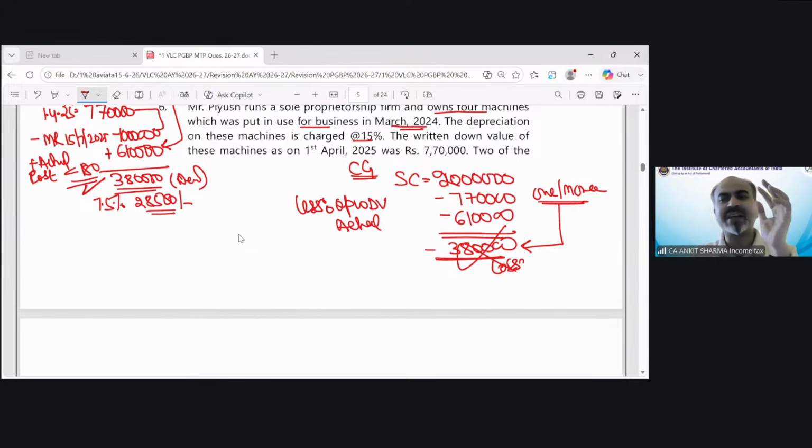In short, we can say, in case of a depreciable asset, if the block does not cease to exist, if the block remains, then only there could be short-term capital gain. There could not be a calculation of short-term capital loss. If there is a loss, you can ignore it because it automatically gets the benefit of depreciation under the PGBP head. Okay.